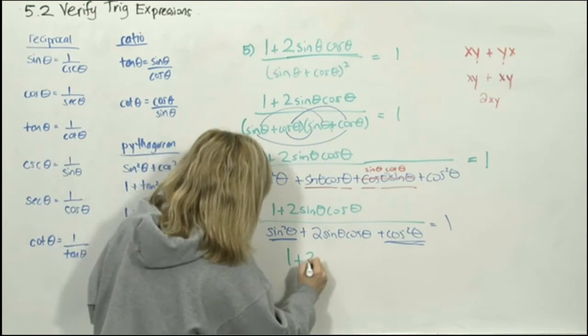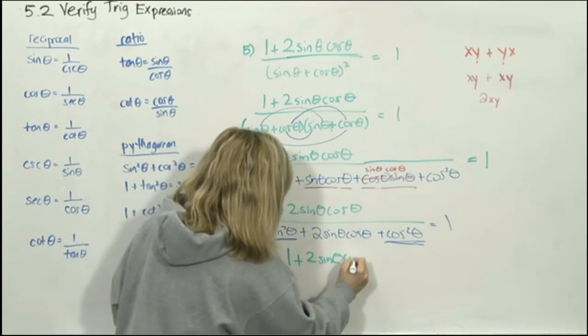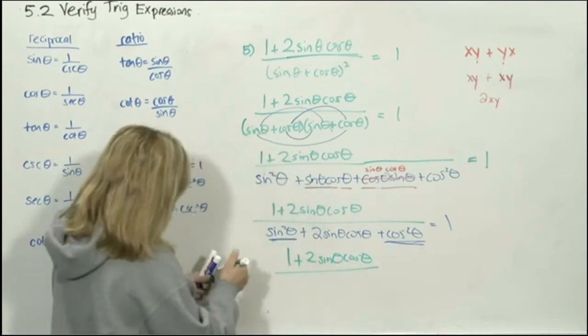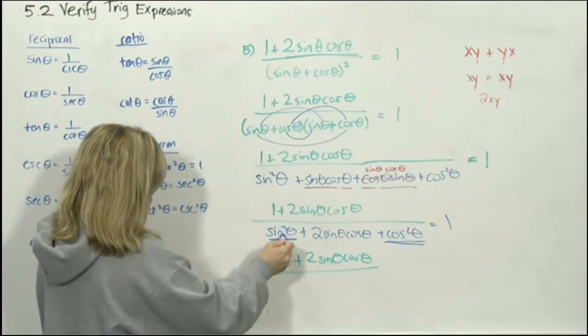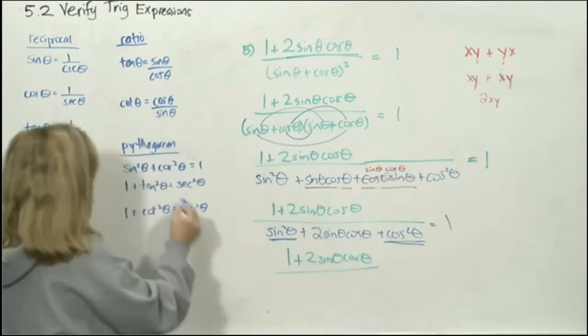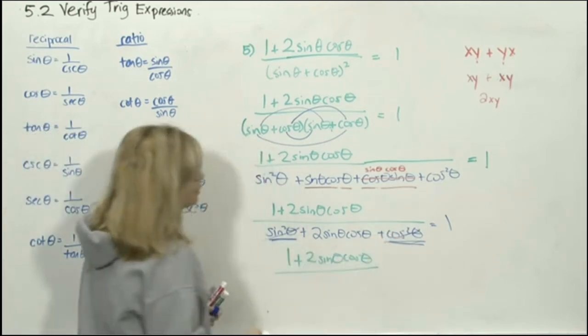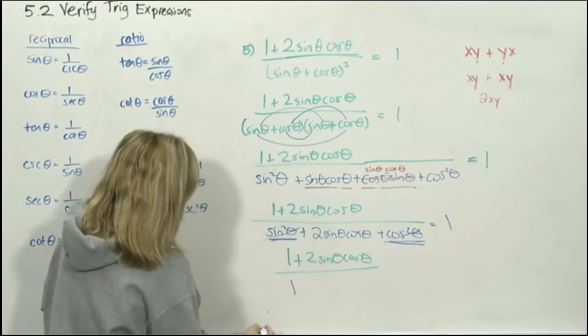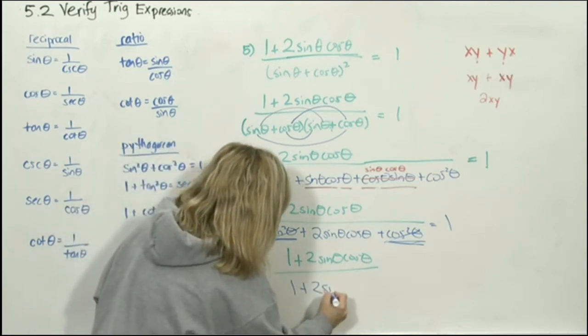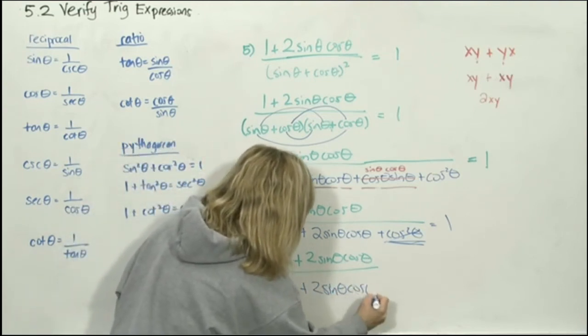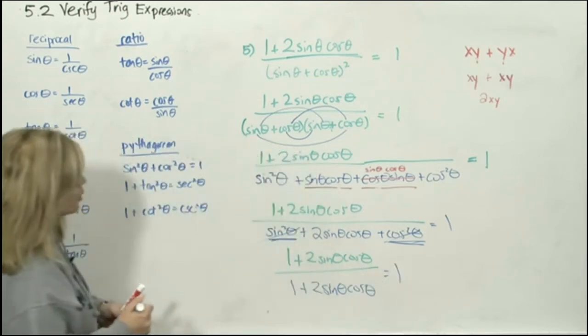What I expect you to do is, you know, you can't do anything with the numerator. But in the denominator, you know sine squared plus cosine squared is the Pythagorean, and I could take out these two terms and replace them with 1. And now I have in the denominator 1 plus 2 sine theta cosine theta. Well, will that equal 1?